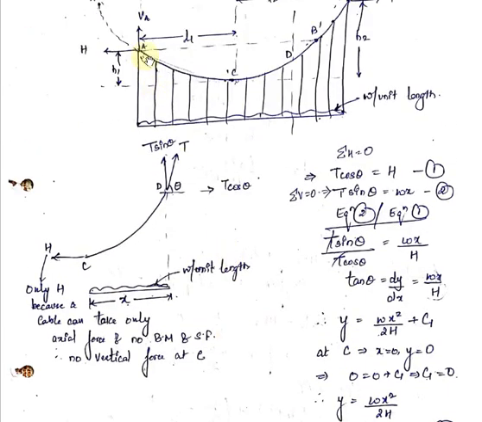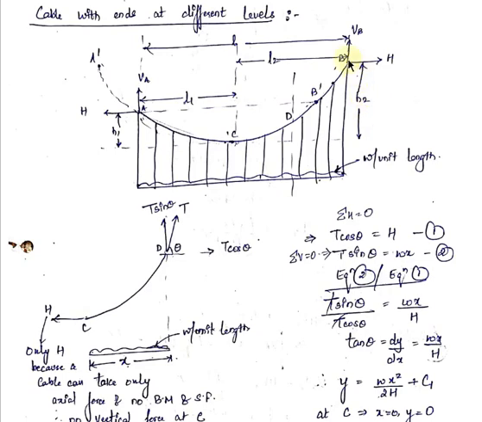Now at point A, we have taken the C point as origin. So at point A, x will be L1, which is the distance of A point from the origin, and y is the vertical distance of A support from the C point, so y will be h1. And similarly, for B point, the horizontal distance x will be L2, and the vertical distance from the origin, that is C point, will be y equal to h2.